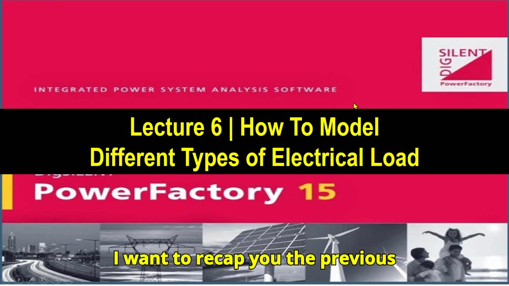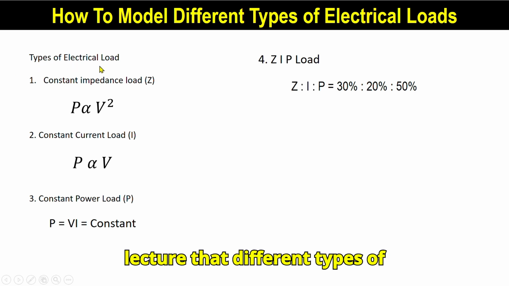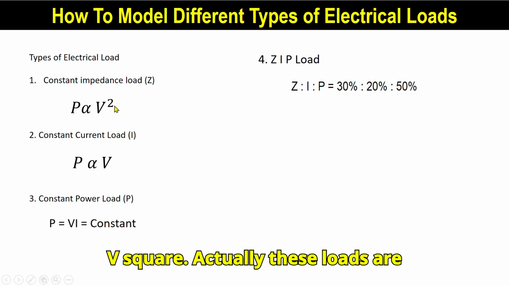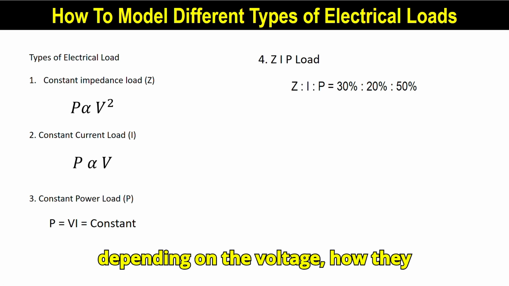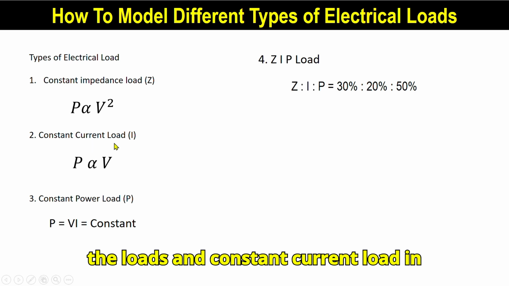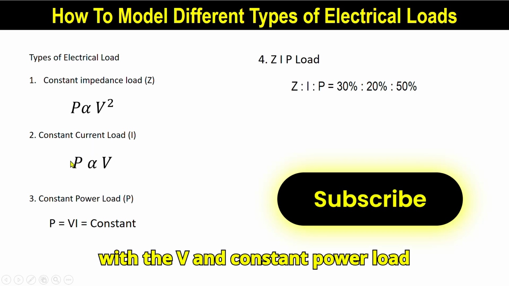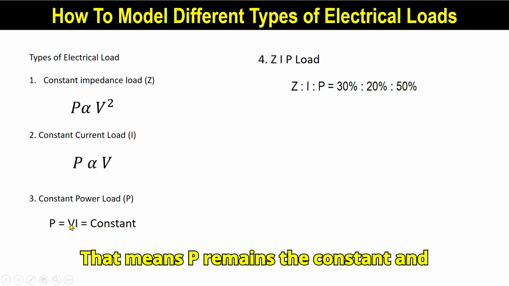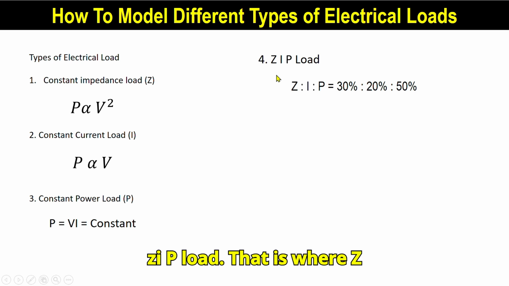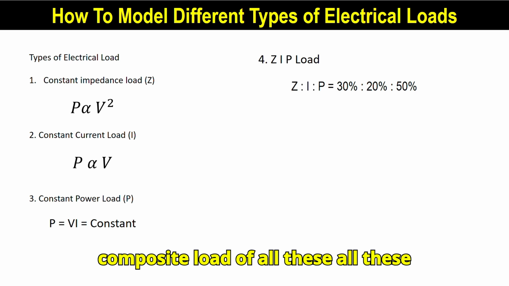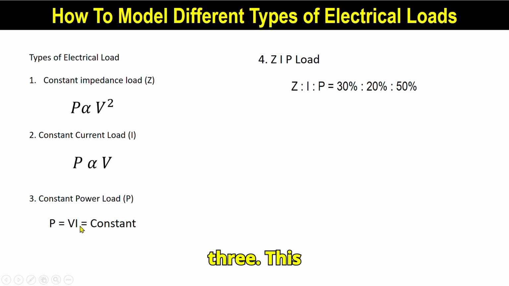I want to recap the previous lecture. The different types of electrical loads are: constant impedance load, where P is directly proportional to V square. Actually, these loads depend on the voltage; this is the voltage dependency of the loads. Constant current load, in which P is directly proportional to V. Constant power load, in which the product VI is constant, that means P remains constant. And ZIP load, where Z is 30%, I is 20% and P is 50%. This is the composite load of all these three loads.